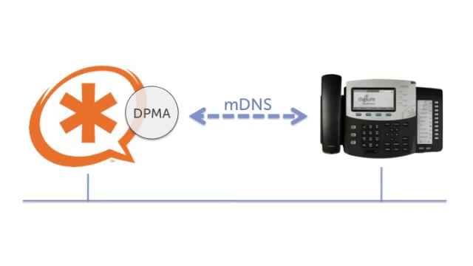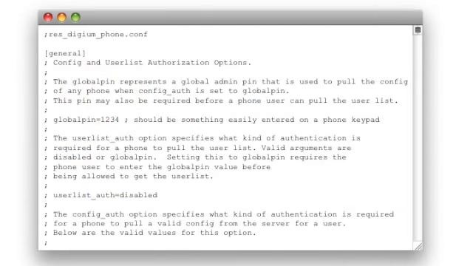For more information on installing and configuring Avahi for Linux, see the DPMA User's Guide linked in the description section of this video. DPMA configuration options are set in res_digium_phone.conf. This is a simple text-based .conf file that lives in /etc/asterisk and is configured using the same syntax that most other Asterisk .conf files use. If you are familiar with setting options in sip.conf or voicemail.conf, then using res_digium_phone.conf will be a snap.